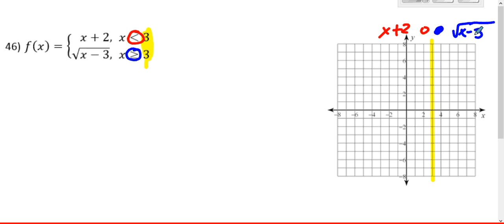So if we started with the square root of x minus 3, that shifts to the right 3, which puts us at our boundary line with a closed circle. And then we know all of our square roots. The square root of 1 is 1. Square root of 4 is 2. That's all it fits. So draw your curve.